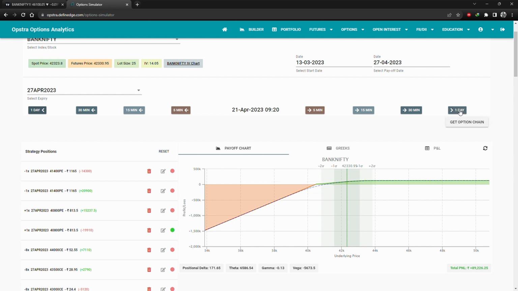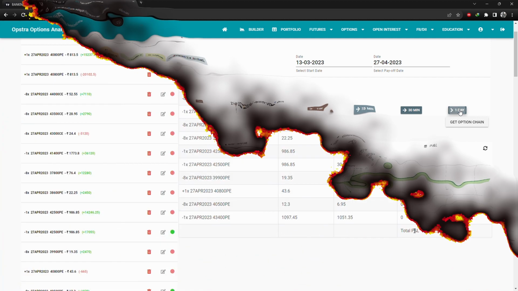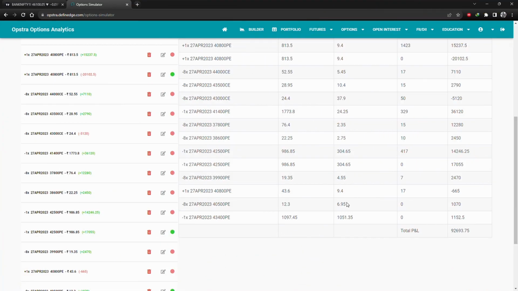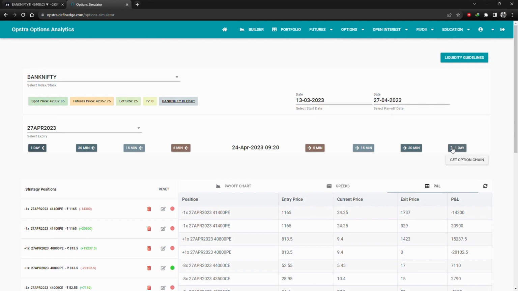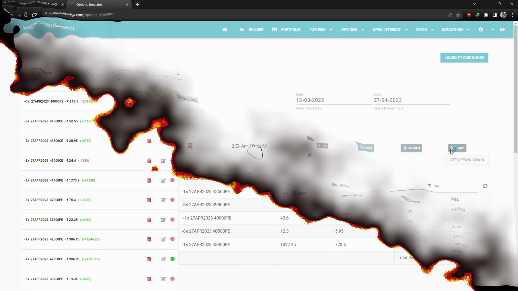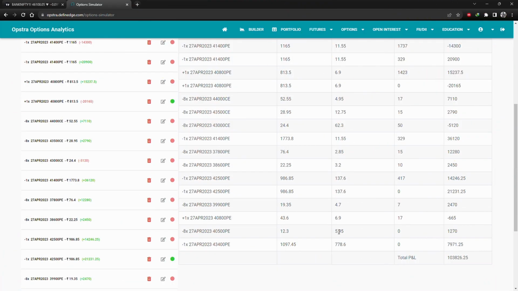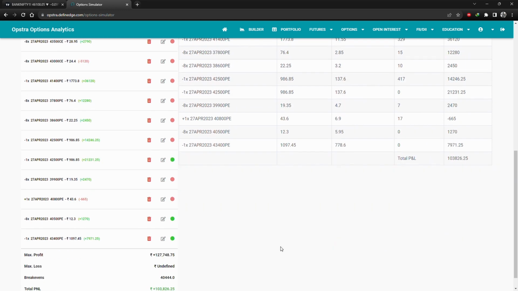There are only 5 days left in our expiry. Okay, the premium has actually gone down and is around 7 rupees, but I am not going to square off those positions. I'm going to wait until the premium goes below 5 rupees. Let's move on to the next day. Now the premium is around 5 rupees, so I'm going to square off this position.